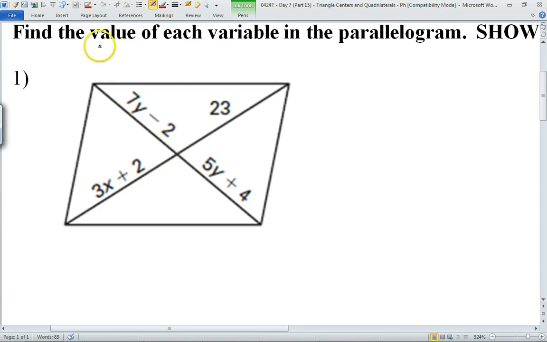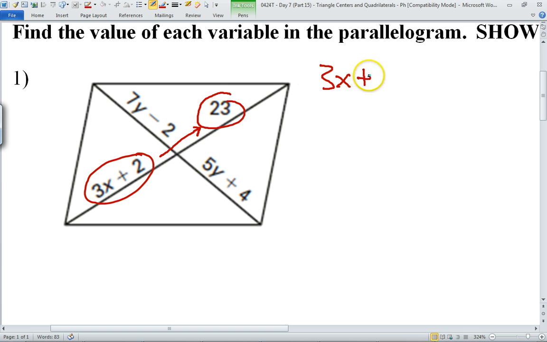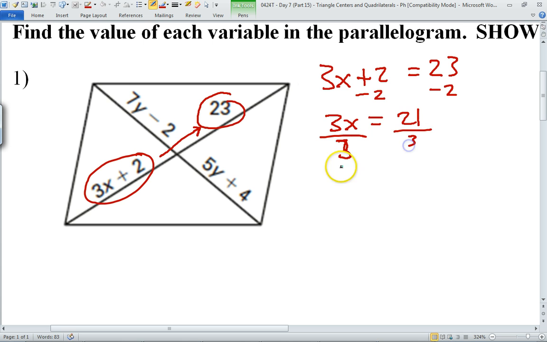Alright, well, we are supposed to find the value of each variable. If I want to find x, I know that 3x plus 2 should equal 23. So I'll make an equation out of that. So 3x plus 2 should equal 23. Subtracting 2 from both sides, that's going to give me 3x is equal to 21. Divide both sides by 3, and that's going to give me x equals 7.